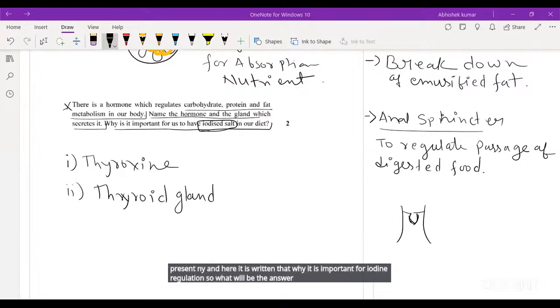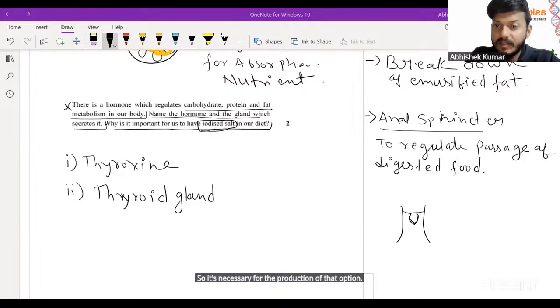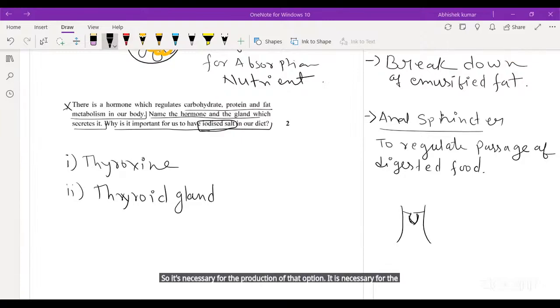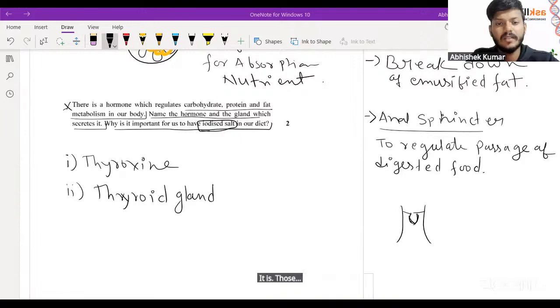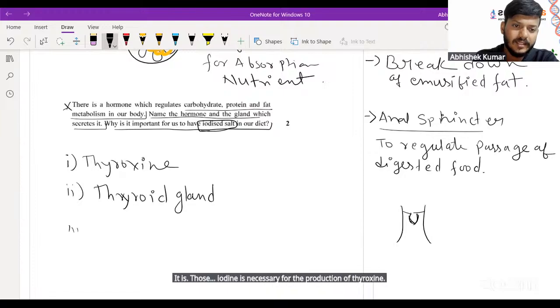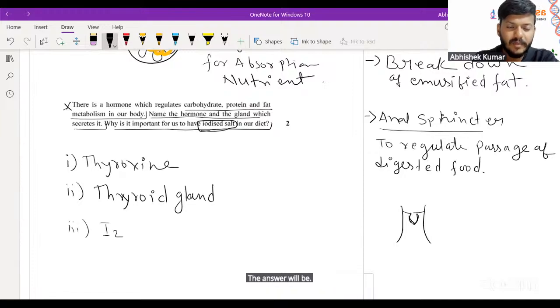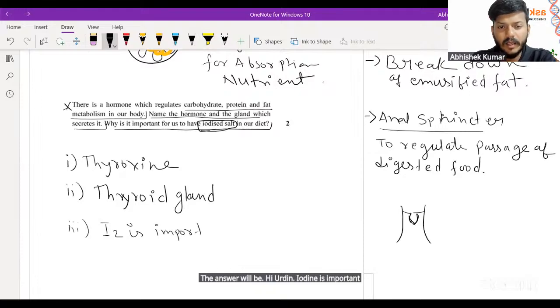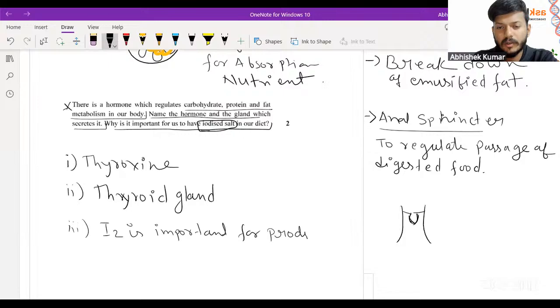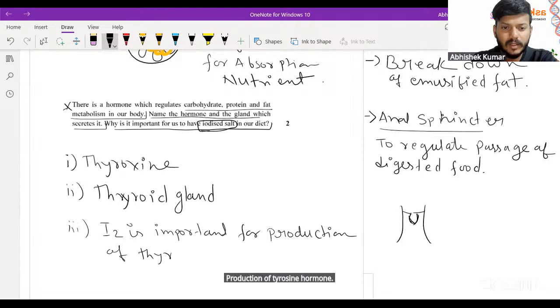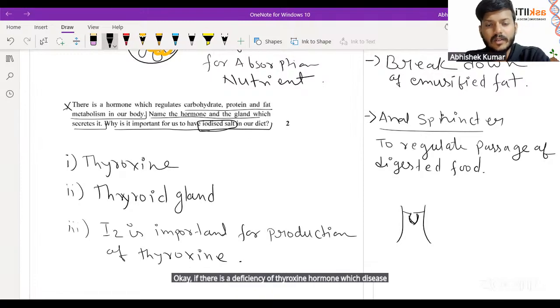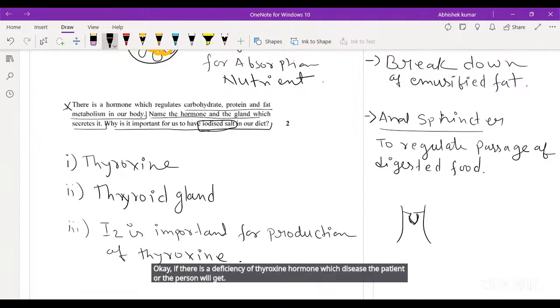It is necessary for the production of thyroxine, because iodine is necessary for the production of thyroxine. So the answer will be: iodine is important for production of thyroxine hormone. Okay, if there is a deficiency of thyroxine hormone, which disease will the person get? Goiter. Okay, it's goiter.